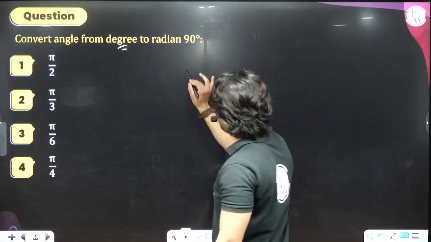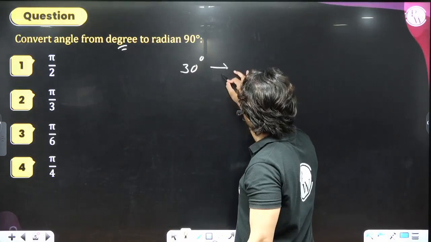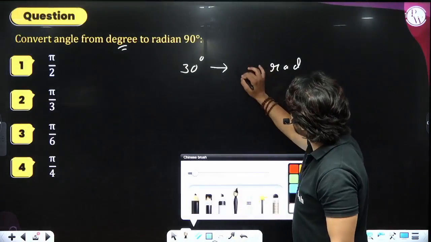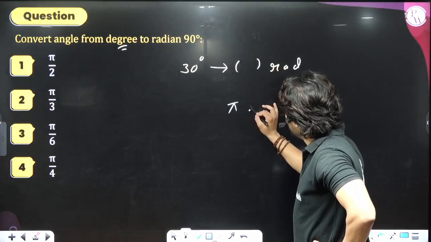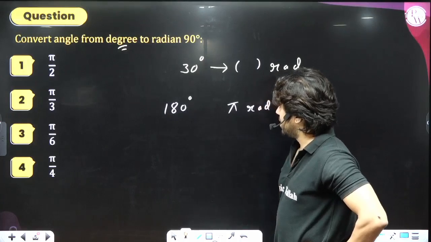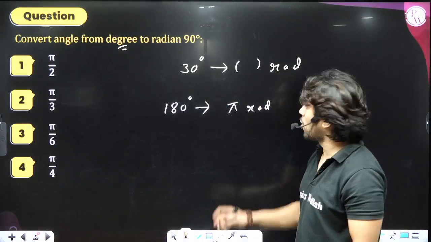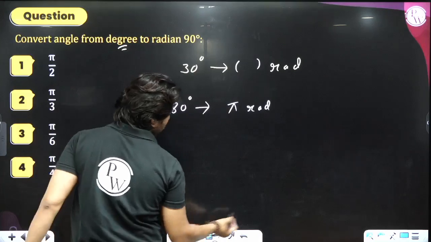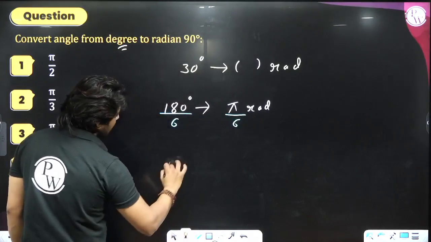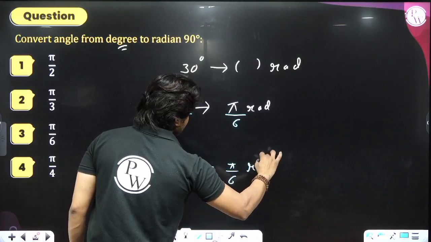Let's say I have given you 30 degree, for example. How are you going to convert it into radian? Right now you have said that pi radian equals 180 degree. Is this the relation? Definitely yes. In case I want 30, what am I going to do? I'm going to divide both the sides by 6. So students, divide both the sides by 6. What do you get? You get 30 degree equals pi by 6 radian.